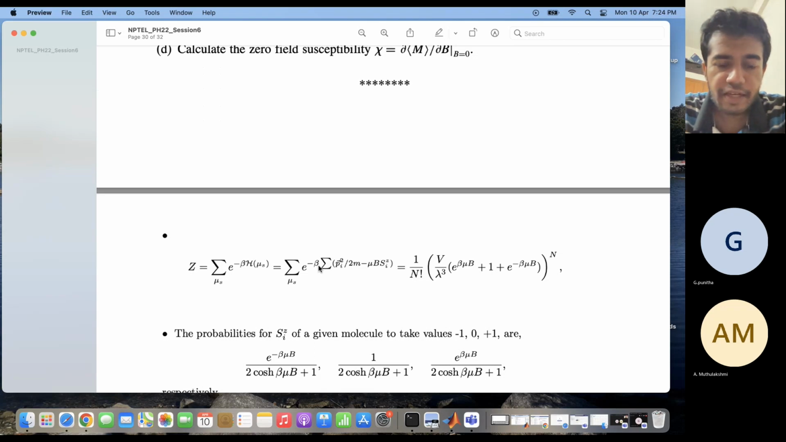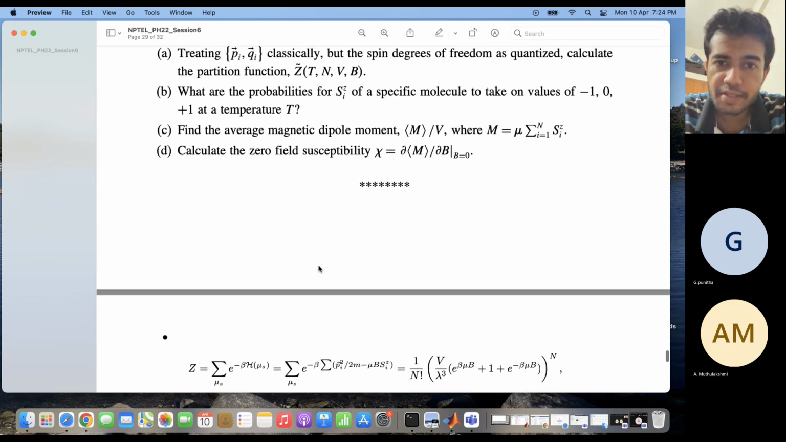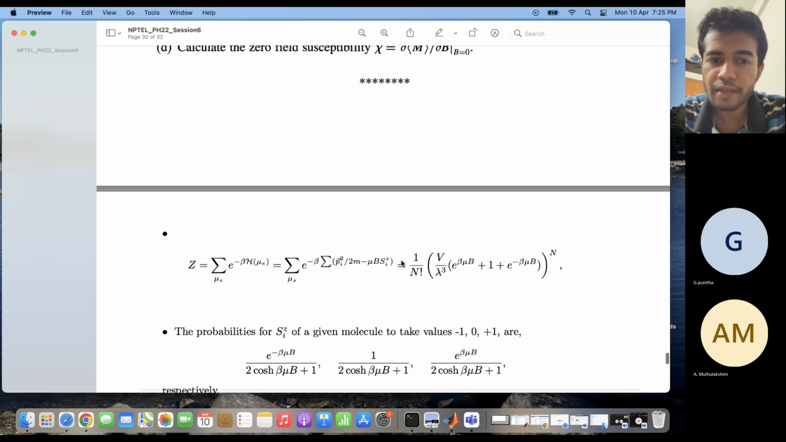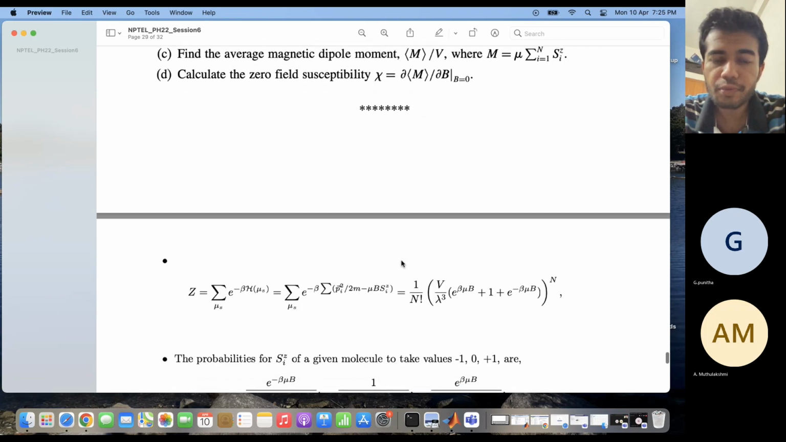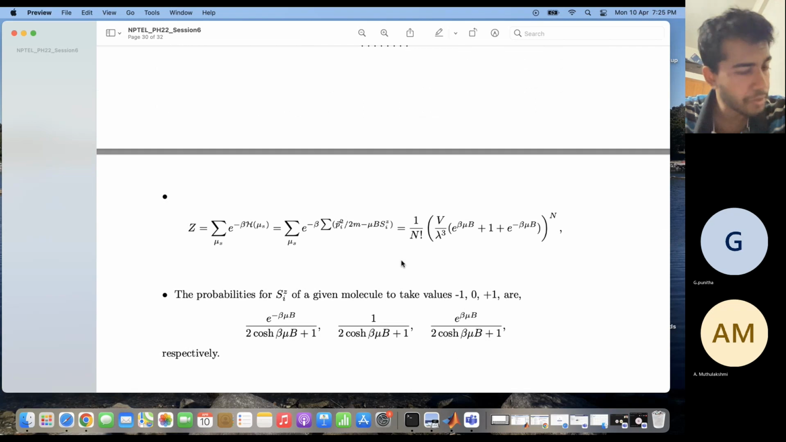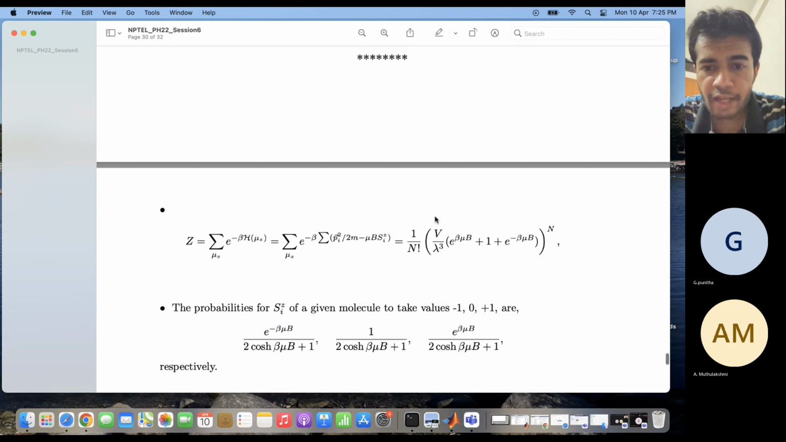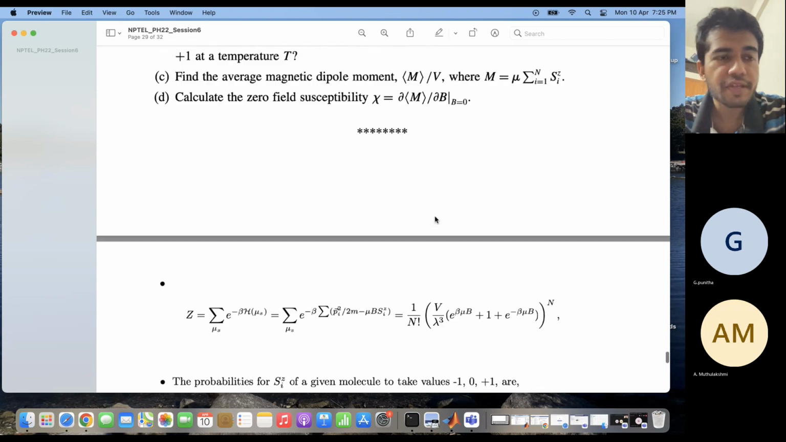First, I can easily take the momentum coordinates outside because this is independent of the spin coordinates. If I do that, I get N Gaussian integrals from the momentum coordinates, which evaluates to 1 by lambda to the power of 3N. I have a factor of 1 by N factorial, which comes from the indistinguishability. Then I have the position integral over the N position coordinates, which gives me a factor of V to the power N.